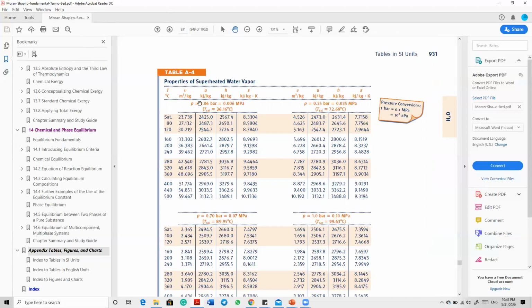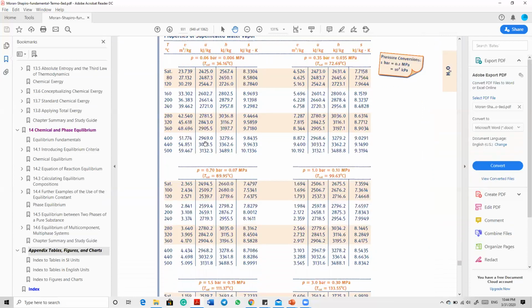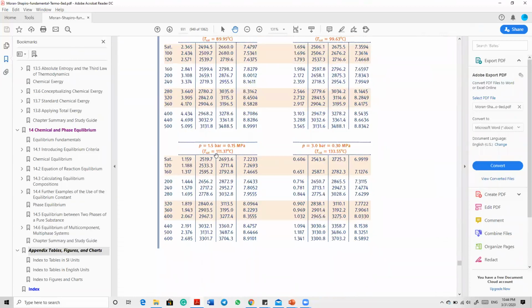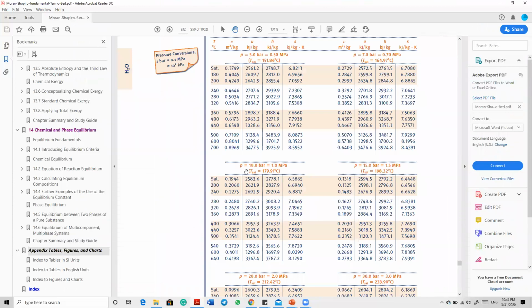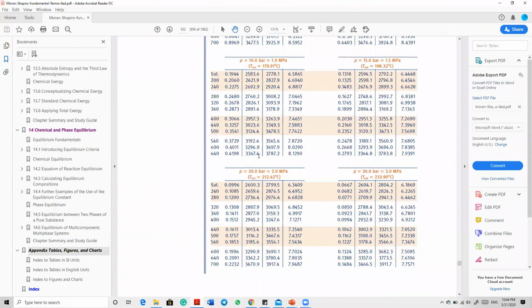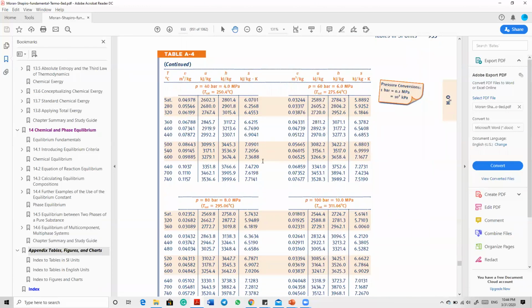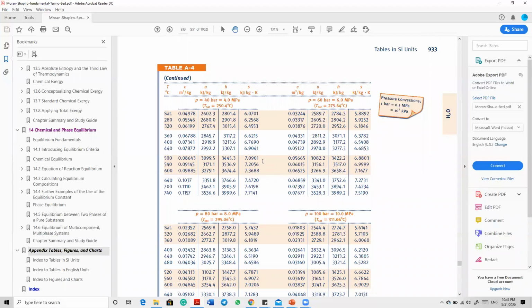These tables are tabulated based on pressure, right? And then at each pressure, I have various temperatures. I look for 10 megapascal. Let me see where it is. It is in next page. Yes, here we have 130 bar, and the next page, page 933. Here we go. In page 933, I can find this value.